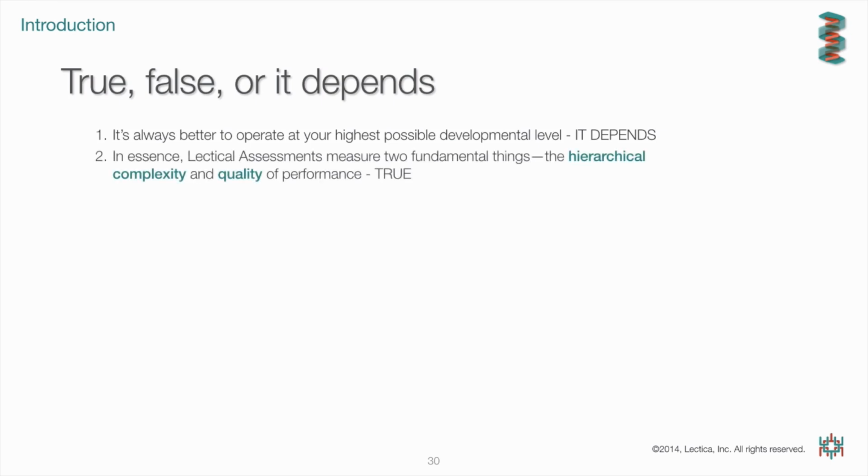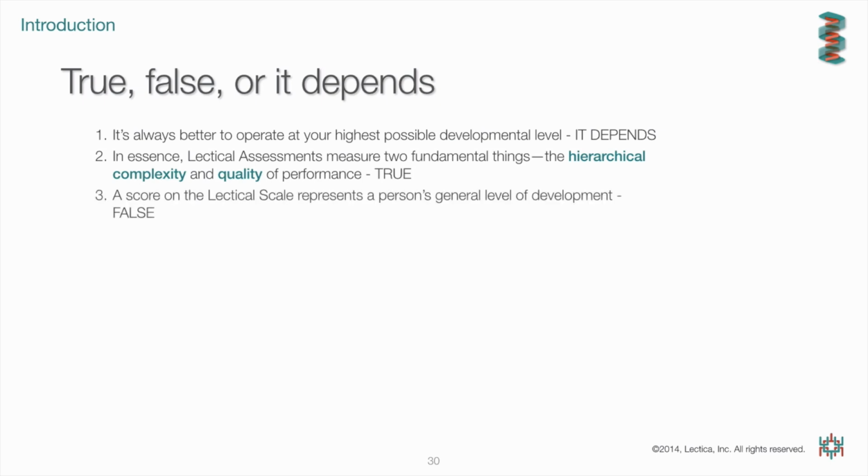2. In essence, lectical assessments measure 2 fundamental things: the hierarchical complexity and quality of performance. This is true. Hierarchical complexity as the lectical score, and quality, which is related to the robustness of the neural network. These are not 2 distinct processes, but 2 sides of the very same coin.